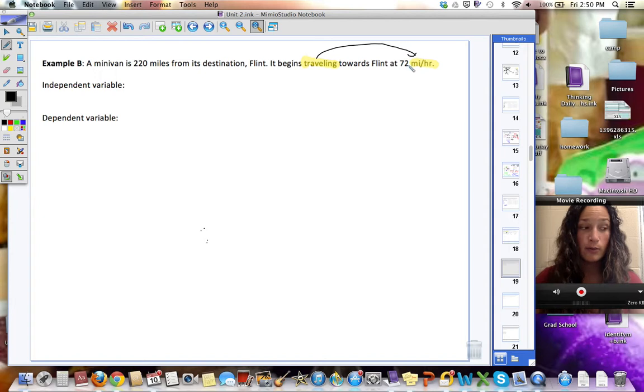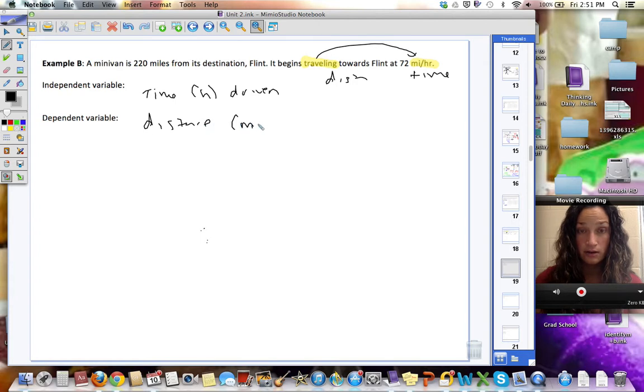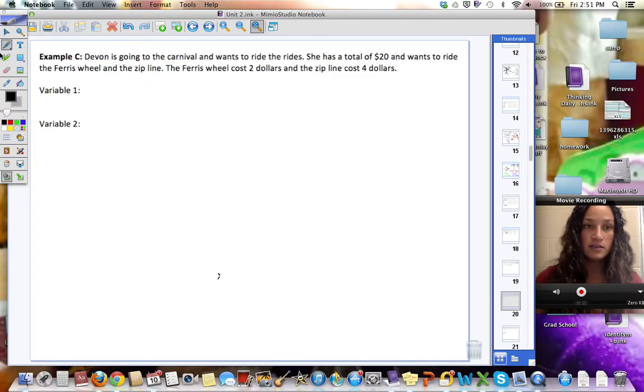So the way I want to say it, I have time here, right? This would be a time. And then I would also have a distance. Does distance affect time, or does time affect distance? So I'm going to say this is the time, or the hours driven, affects the distance, and this is in miles traveled. So if you look right here, one of those was the independent, and one of those was the dependent. Hours, miles.